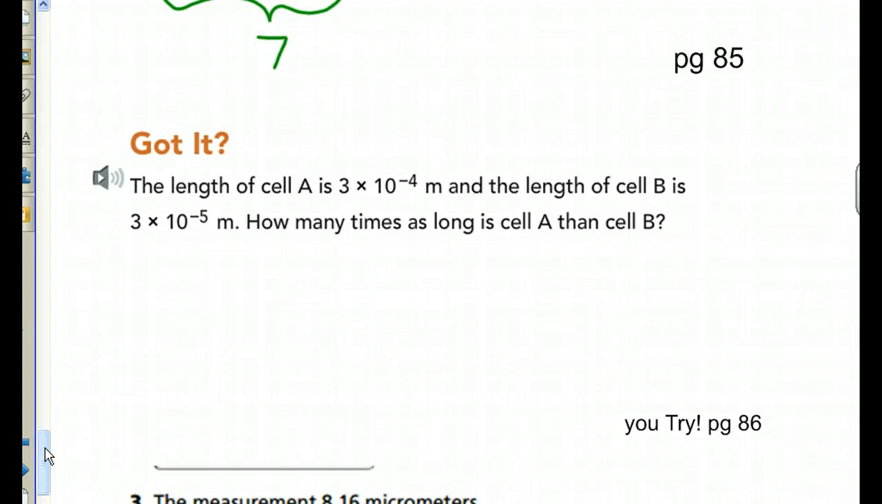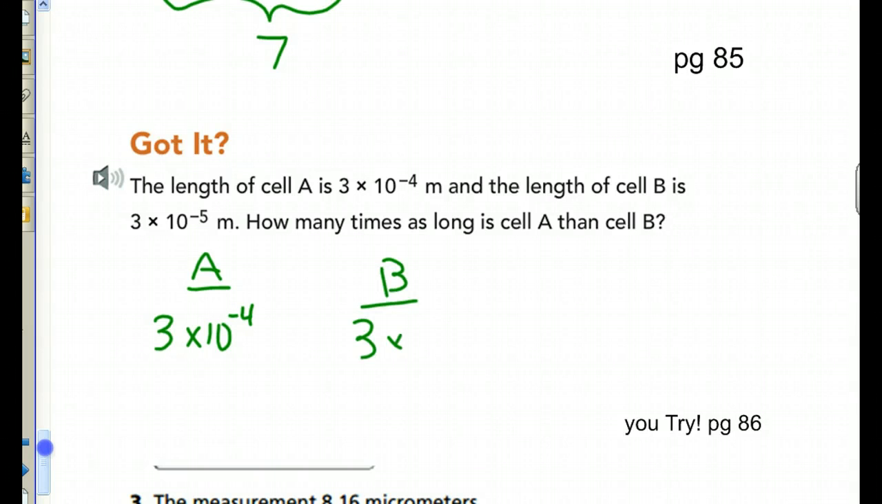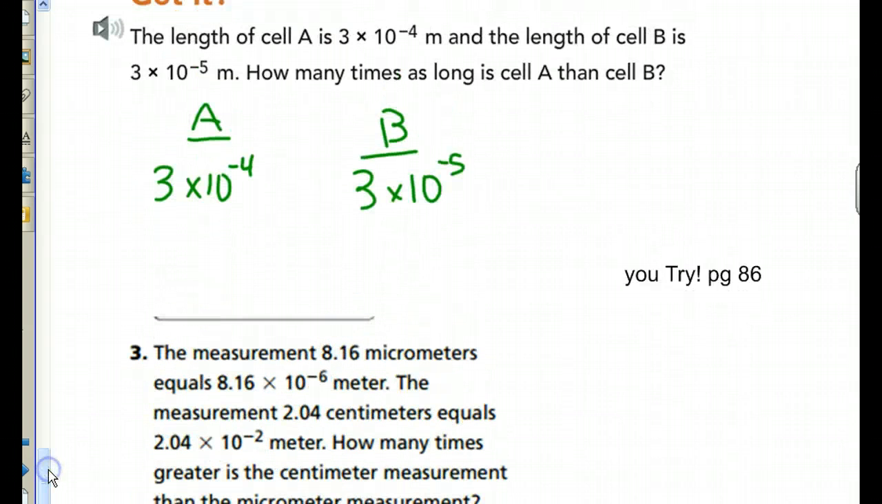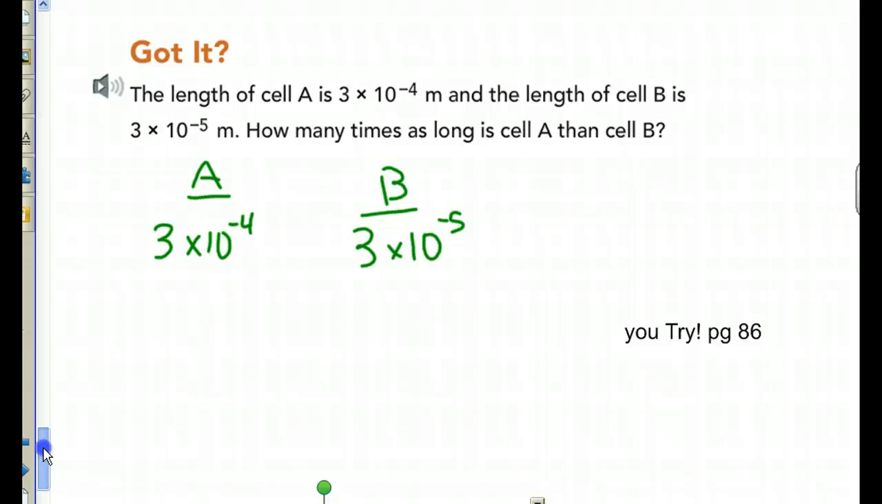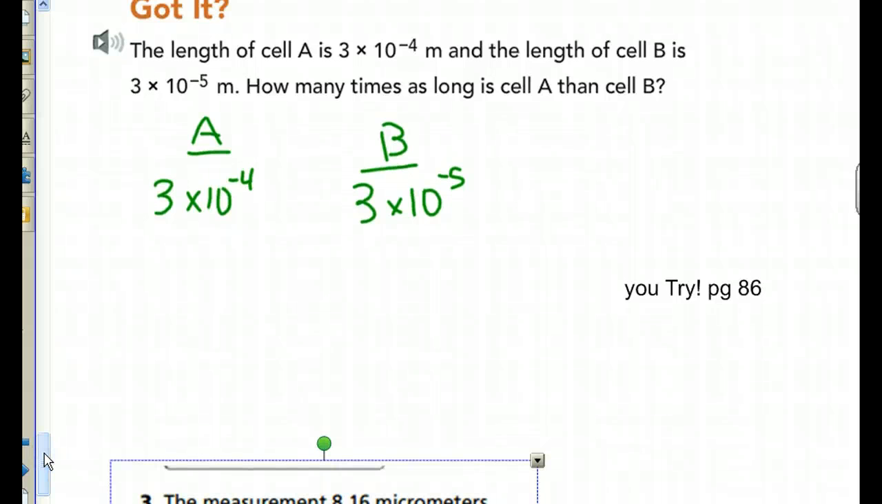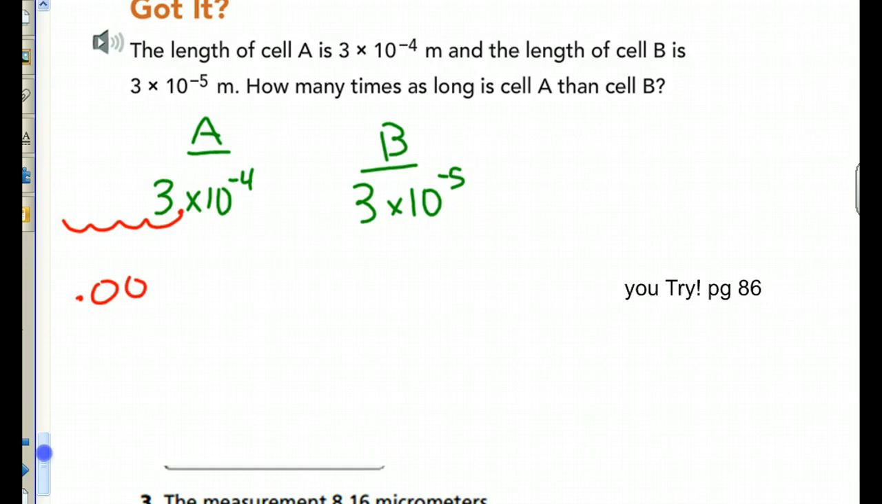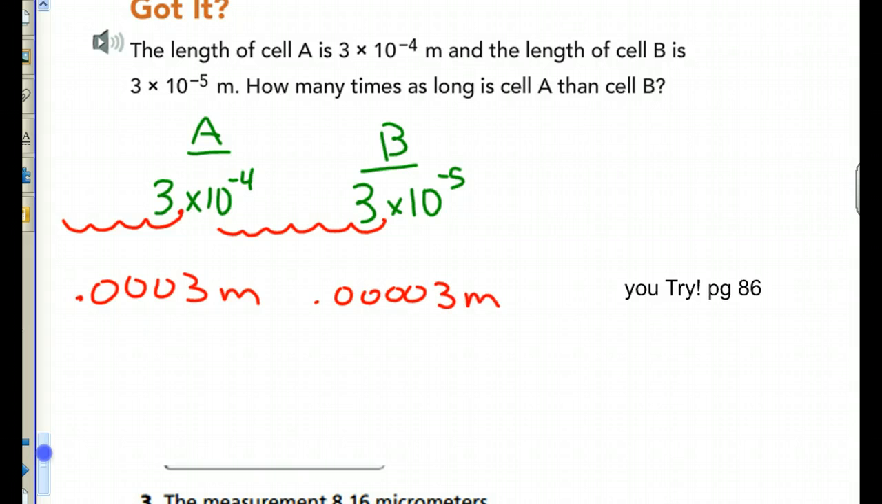All right, let's flip back to page 85. The length of a cell A is 3 times 10 to the negative fourth. B is 3 times 10 to the negative fifth. How much longer is cell A than cell B? All right, let's express both of these in standard form. So here we want to move our decimal over 4 spaces. 0.0003 meters. And this one, again, is going over 5 spaces, 0.00003 meters.